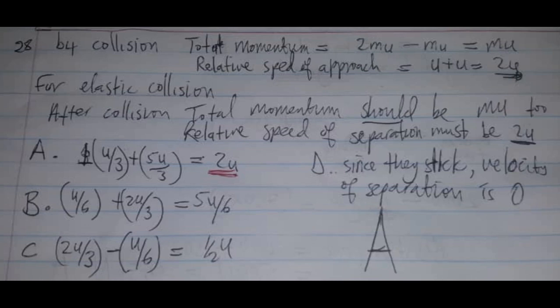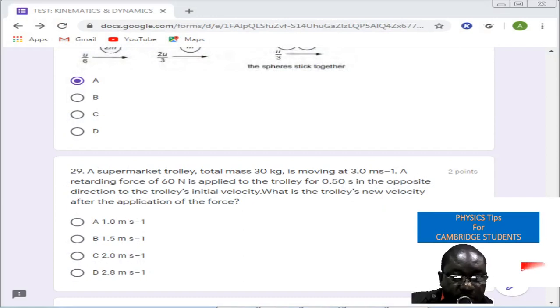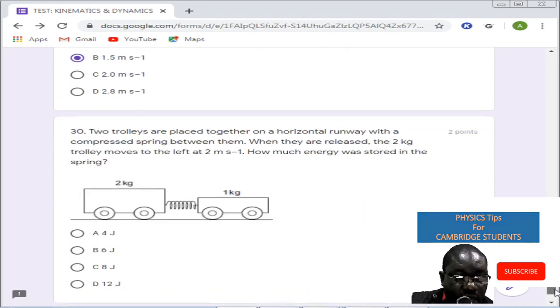All right. Number 29. A supermarket trolley, total mass, we've done this one, and I think the answer there was 1.5 meters per second. Number 30.